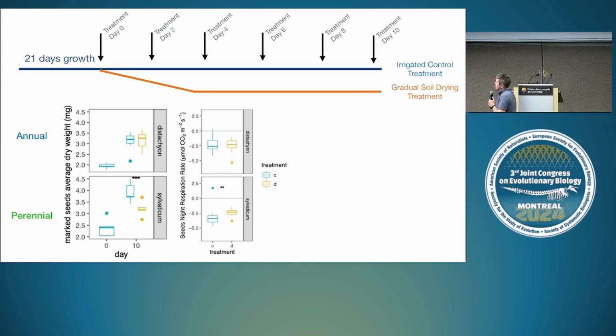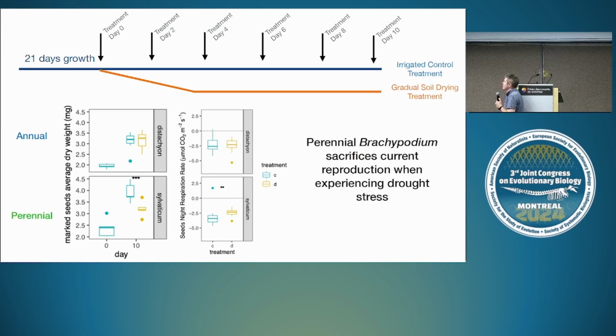And again, we can see that the annual shows no significant difference between the treatment and the control, whereas we see considerably more respiration happening in the control perennial seed than the drought perennial seed. So they're growing more slowly, and we can see that both phenotypically and looking at gas exchange. Okay, so it seems that perennial Brachypodium is sacrificing its current reproduction under this drought stress.